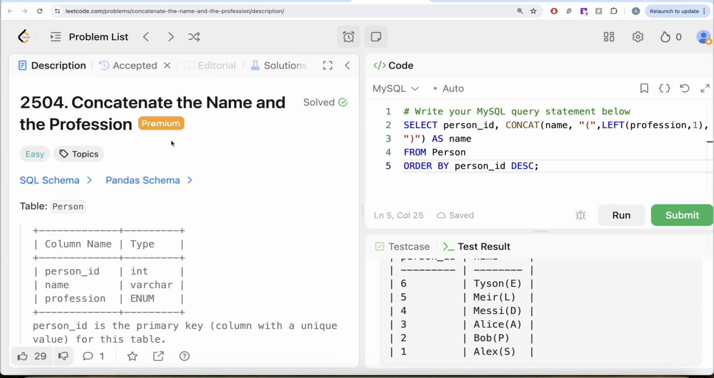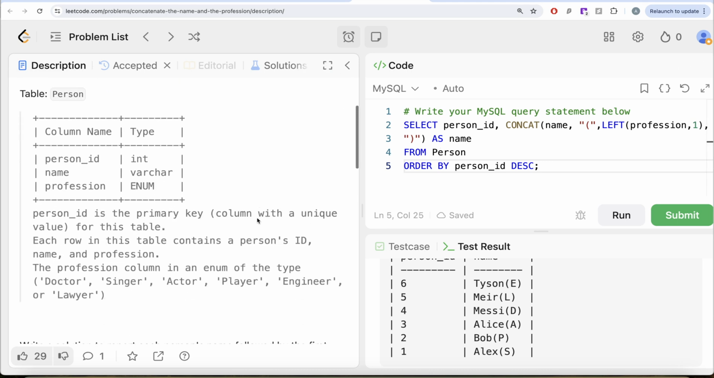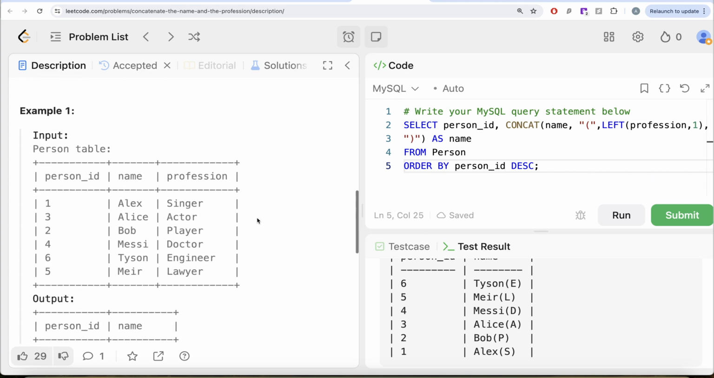So not a difficult question. What we basically had to do was, from this table called person, we kept only the person ID column, and then for the name column, we kept the name, but we had a concatenation with the open parenthesis, kept only the first letter from the profession column, and then we closed the parenthesis and we aliased this entire thing as name, and finally ordered by person ID in descending order, which was the requirement of the question. So yeah, this is how we do it.